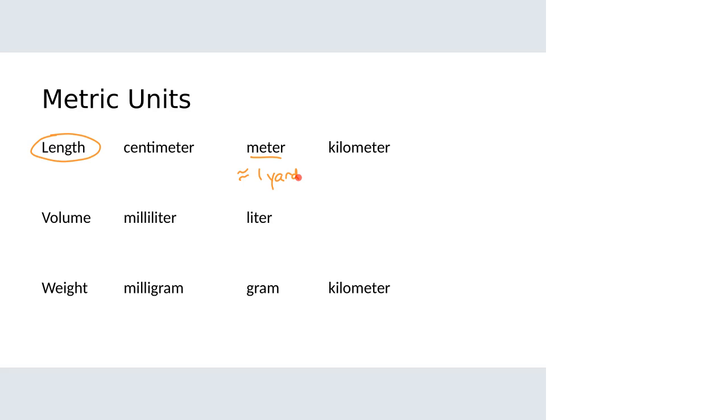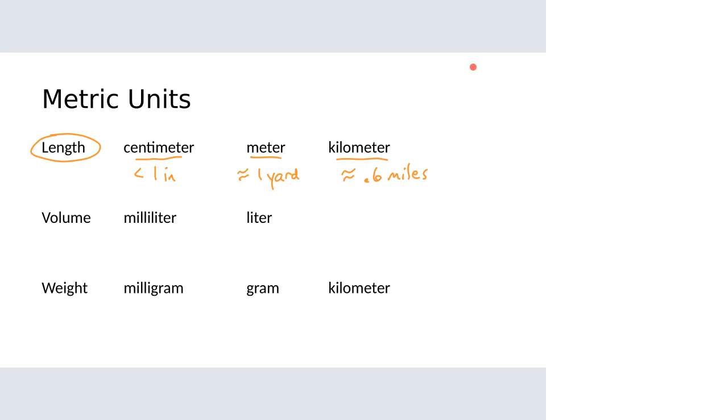And then we'll talk about these prefixes in a few minutes, but for right now, when we look at a centimeter, that is a piece of a meter. A centimeter is less than 1 inch. And then a kilometer is bigger than a meter. And a kilometer is approximately 0.6 of a mile. So a little bit more than half a mile would be a kilometer, just to give some relevance to those.